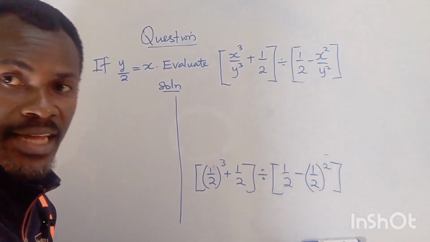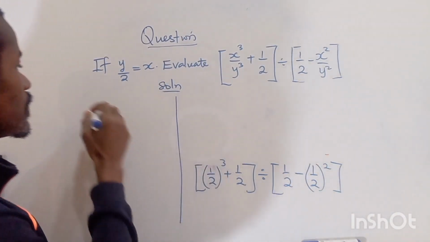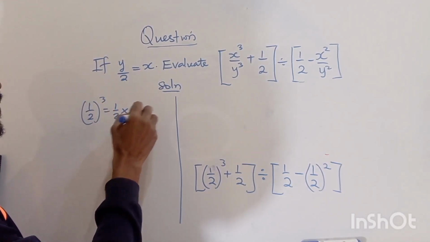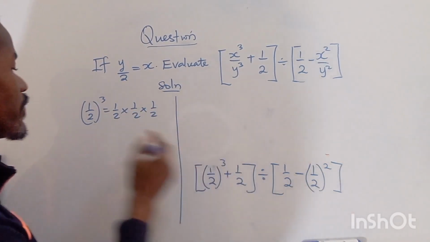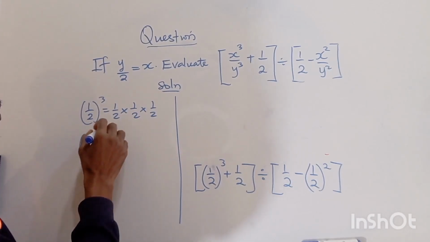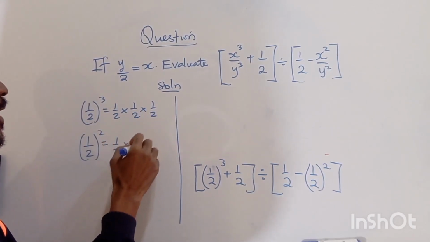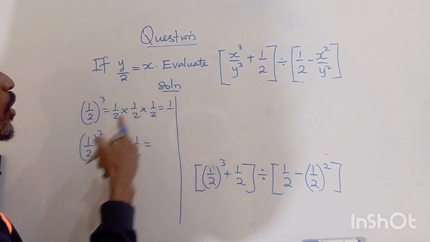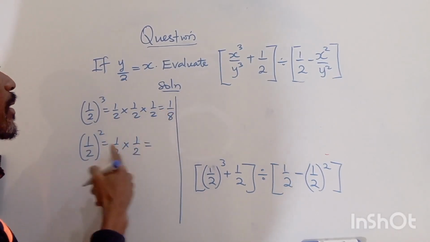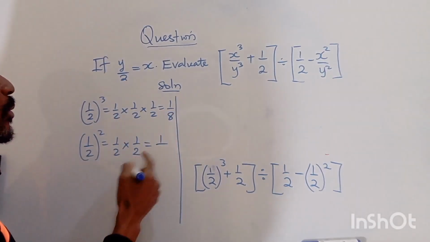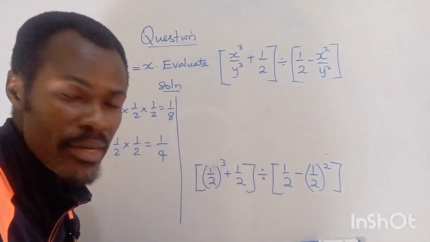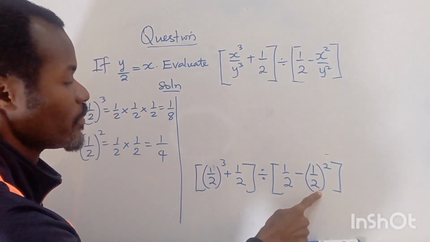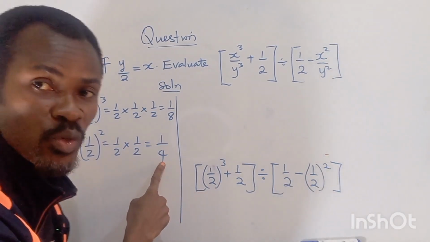So now (1/2)^3 means half times half times half, and (1/2)^2 means half times half. Now this is going to give us 1 over 1 times 1 times 1 is 1, 2 times 2 times 2 is 8. 1 times 1 here is 1, 2 times 2 is 4. So in place of this, I'm going to use 1/8, and in place of half squared, I'm going to use 1/4.